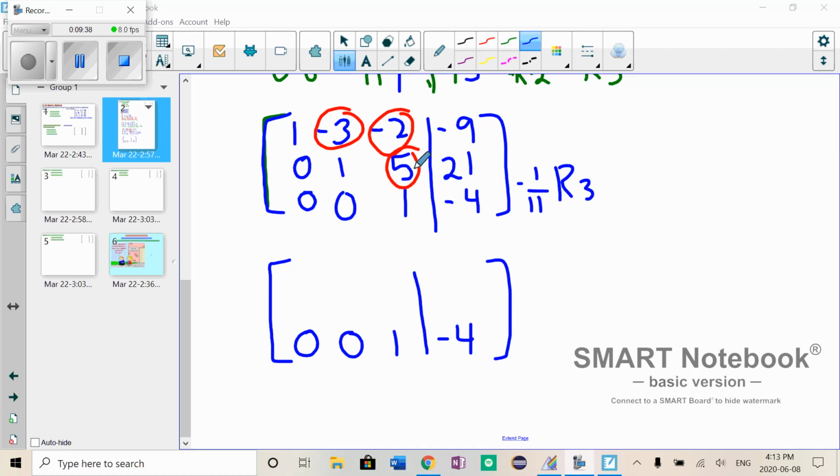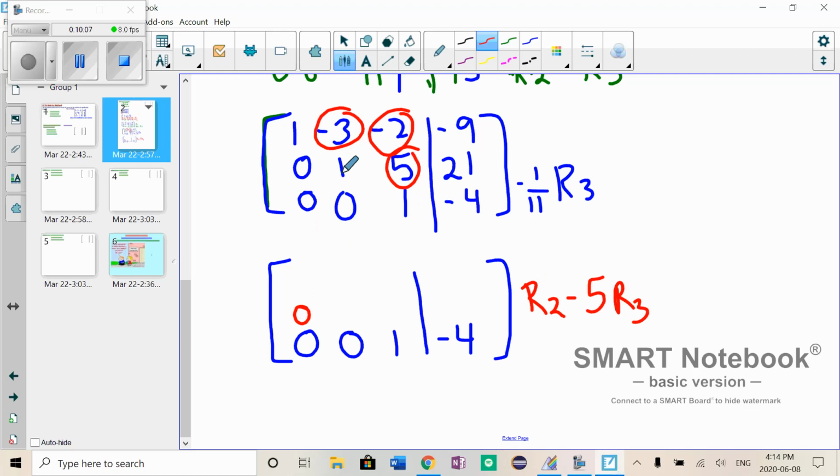I'm actually going to clear out this one next. So what I'm going to do is multiply this row by 5, and I'm going to do row 2, oops, I should put that up one. So I'm going to do row 2 minus 5 times row 3. So row 2 minus 5 times row 3 is still 0. That's good.